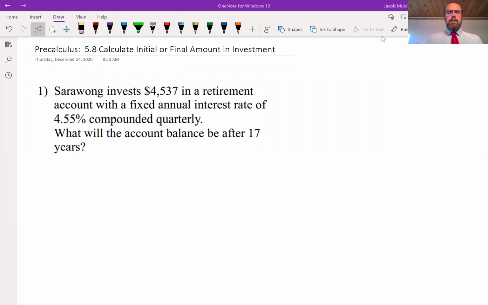So we've got to think about the situation. This individual is investing a lump sum, $4,537, in a retirement account, and is earning interest on that initial investment. We will assume that there are no additional deposits. It's just the single deposit of $4,537.